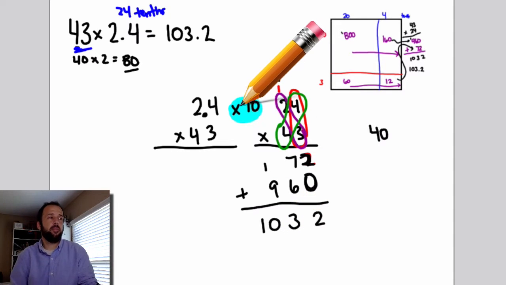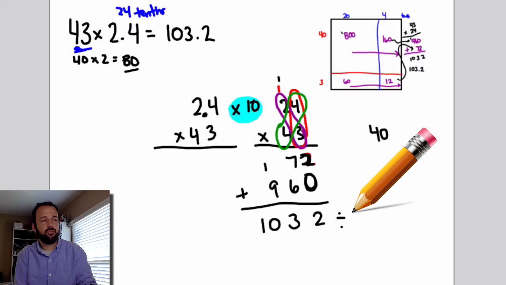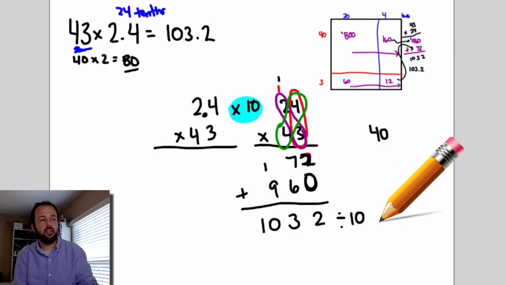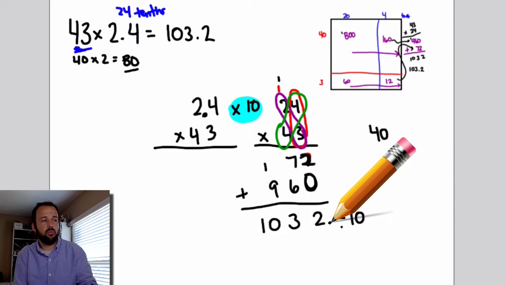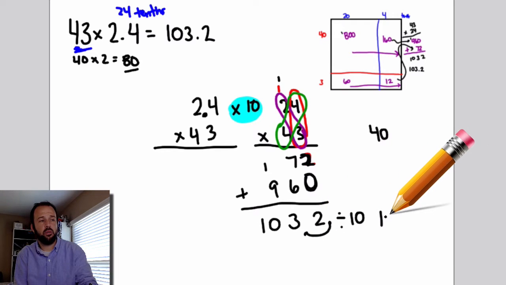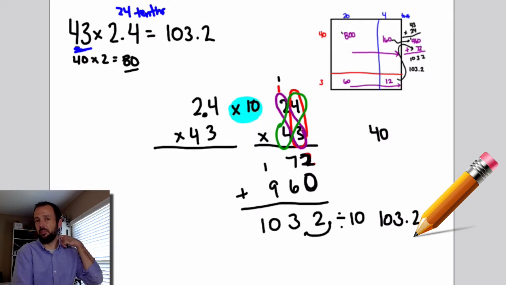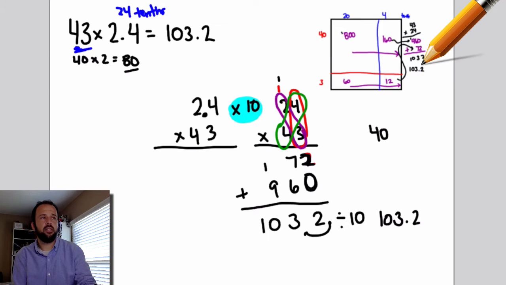And now, since I multiplied by 10 to start, I have to divide by 10 to put that decimal back where it needs to go, which means it would move from the end here, it would move back 1 spot. So my answer would be 103 and 2/10. So let's compare this to the answer that we got using the area method. Well, our answer is the same, 103 and 2/10.